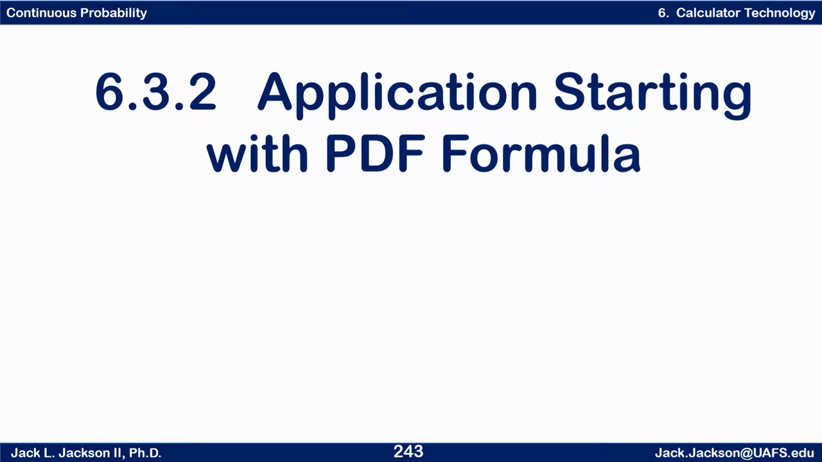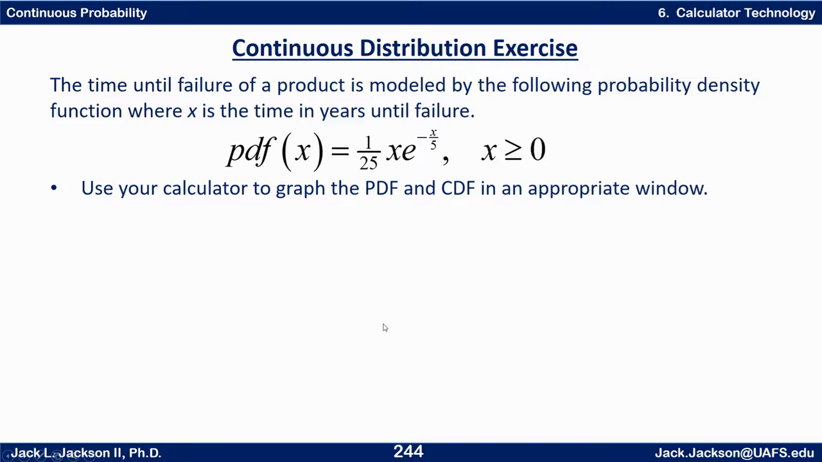In this video, we're going to do an application problem starting with the formula of a PDF, probability density function for continuous distribution, and working through using some pretty high-powered stuff on a calculator here. Okay, so we're going to use a TI-84 and a TI-Nspire to do this.